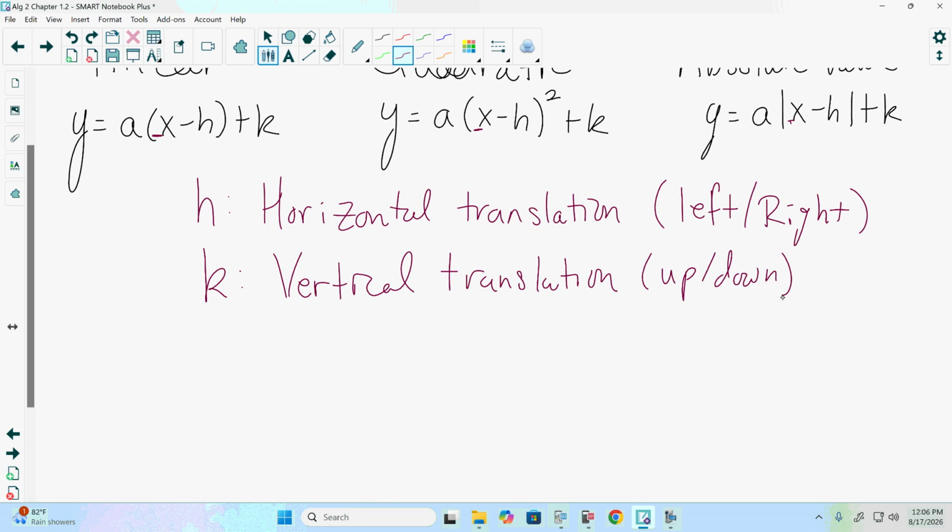Questions on this so far? So the value that goes in place of H will tell us if we're moving left or right, that amount. K, if there's a value or number in place of K, where K shows up, we're moving it up or down from our parent function. It's telling us how it's moving.